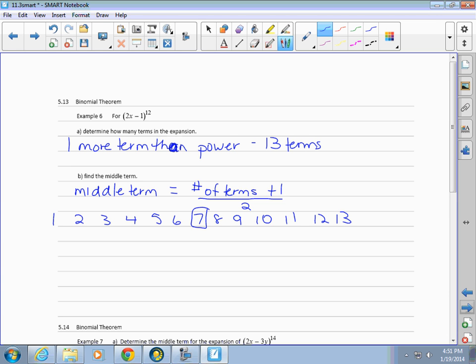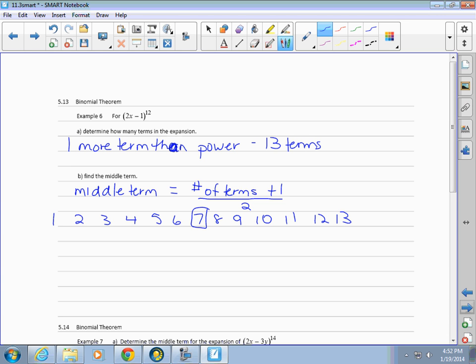But this is where this middle term formula comes in handy, because when you have 67 terms, you don't want to be writing out your numbers to 67 and then figuring it out in between. So it's just as easy to go 67 plus 1 divided by 2. That's going to be your term number.